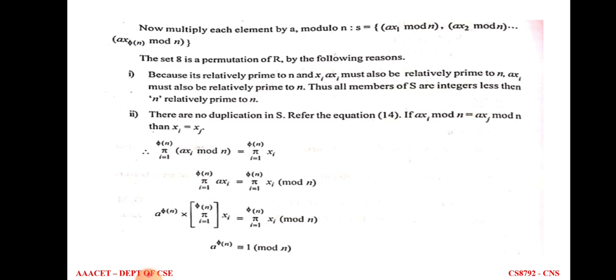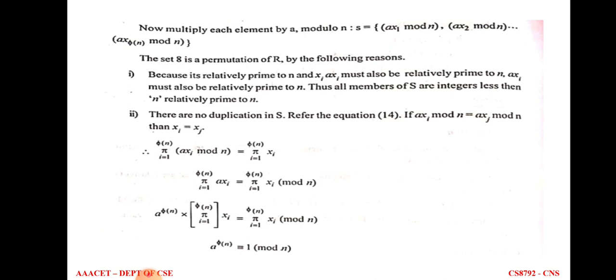Here we are going to apply the phi of n value to a. So the a value is getting to the outside of the product. So a power phi of n times the product for i equal to 1 up to phi of n. The remaining value is present as xi. The right hand side value is the same one.